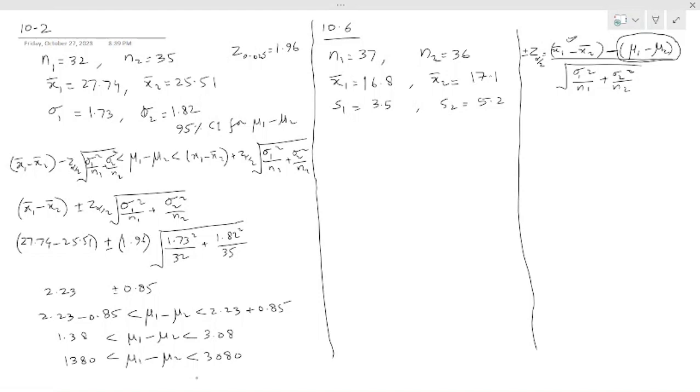Now how can we interpret this answer? We need to look at the size of both the bounds of the confidence interval, because we are looking for the difference between the two population means.